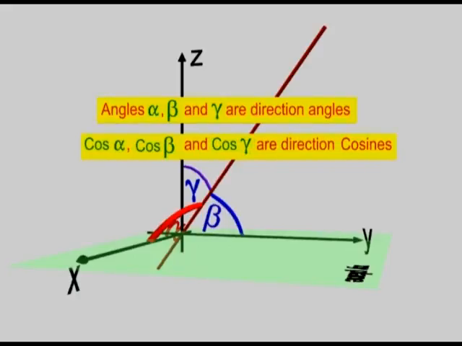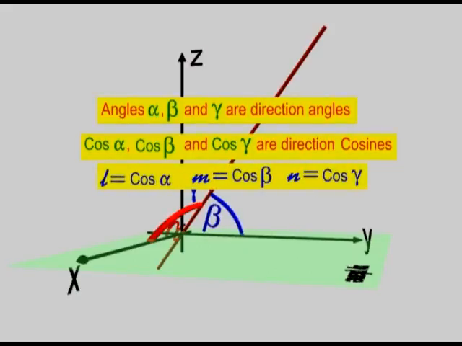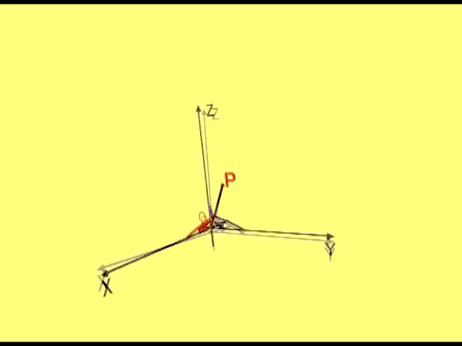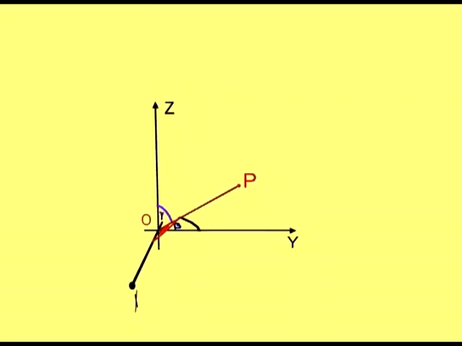The cosines of the three angles, cos alpha, cos beta, and cos gamma, are called direction cosines. It is common practice to name the cosines L, M, and N, such that L equals cos alpha, M equals cos beta, and N equals cos gamma. Consider the line segment OP. It has direction angles alpha, beta, and gamma.